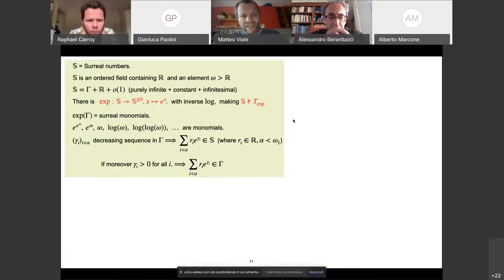Can you say again what is purely infinite? Purely infinite means that if you write it as a series, every element can be written as a series of terms, and each term is a real number times a monomial. Purely infinite means that all the monomials in the support are bigger than one. For instance, omega squared plus omega is purely infinite. Omega squared plus omega plus 5 plus 1 over omega is not purely infinite, right?